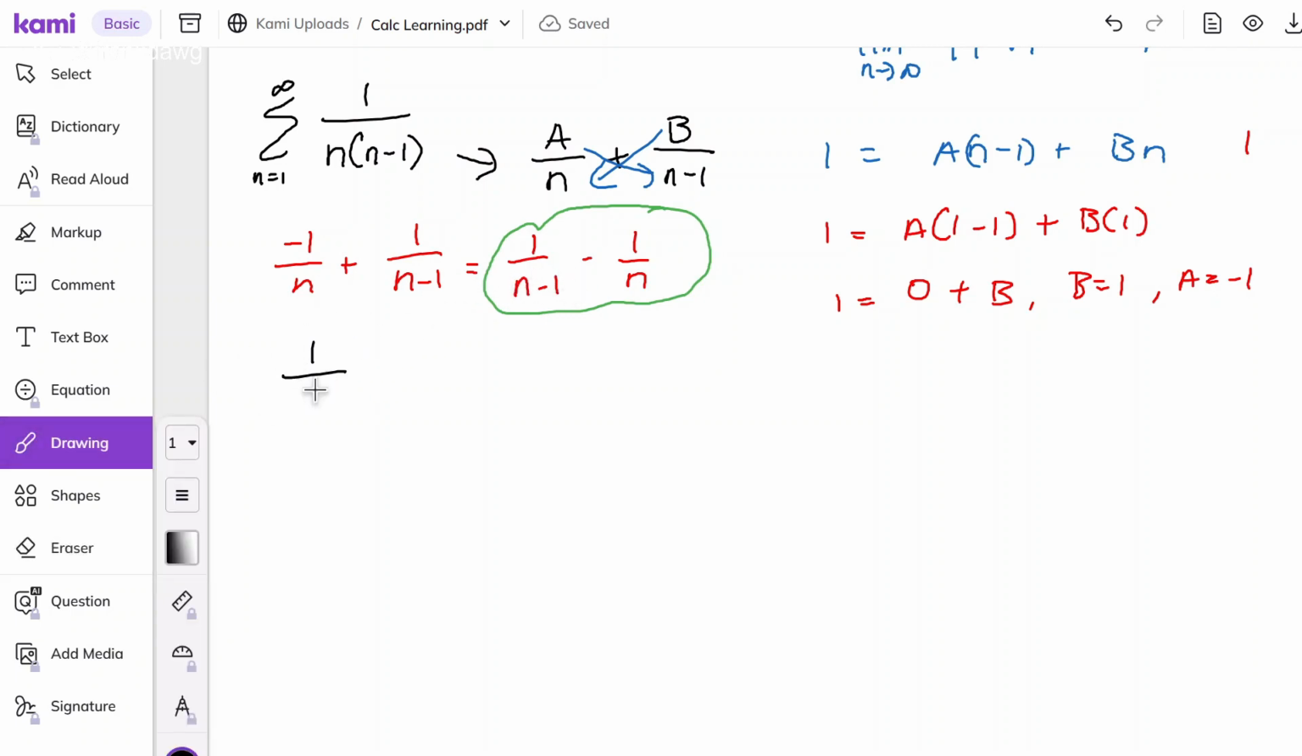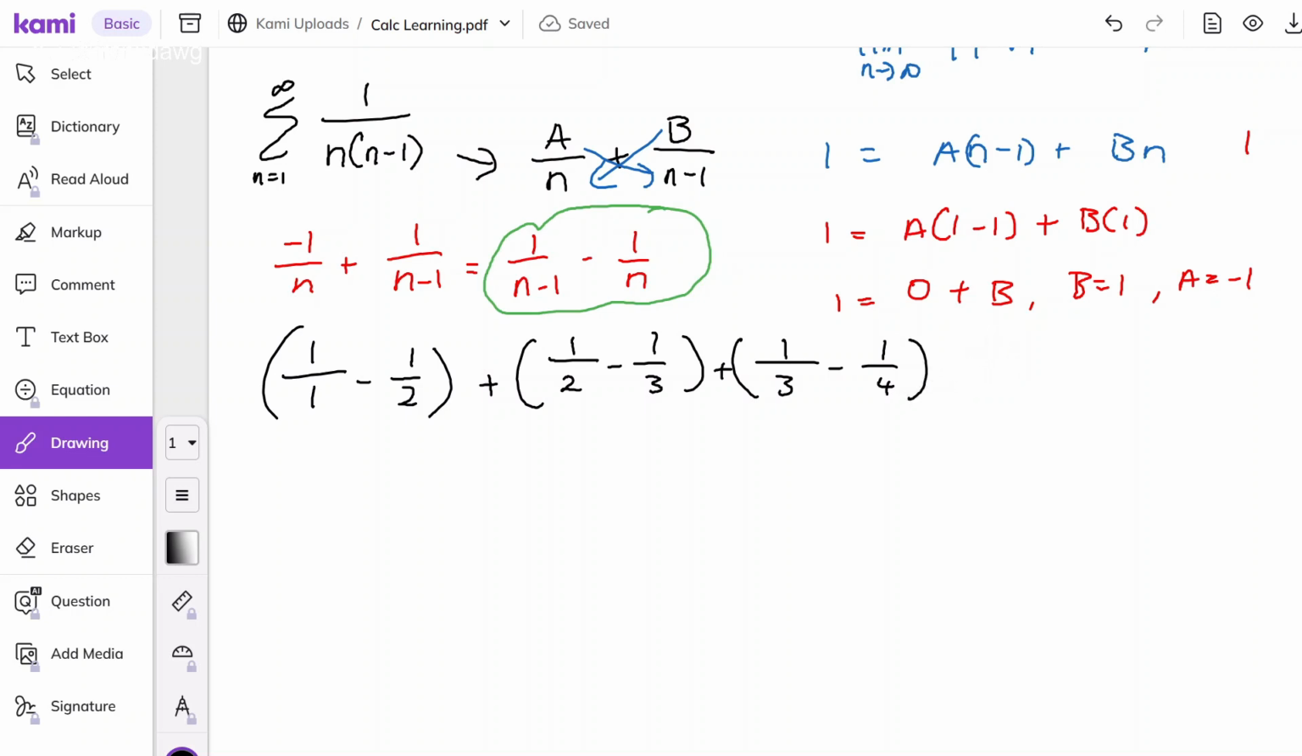So we do 2 minus 1, that's 1, minus 1 over 2, plus plug in 3, 1 over 3 minus 1 is 2, minus 1 over 3. Then plug in 4, 1 over 4 minus 1, which is 3, minus 1 over 4, and then plug in 5 now: 1 over 5 minus 1 is 4, minus 1 over 5, and it keeps going. If you notice the pattern here, this negative number cancels out with this positive number, this negative cancels with this positive, and so on. At the end, if you plug in 6, you get 1 over 6 minus 1, which is 5.